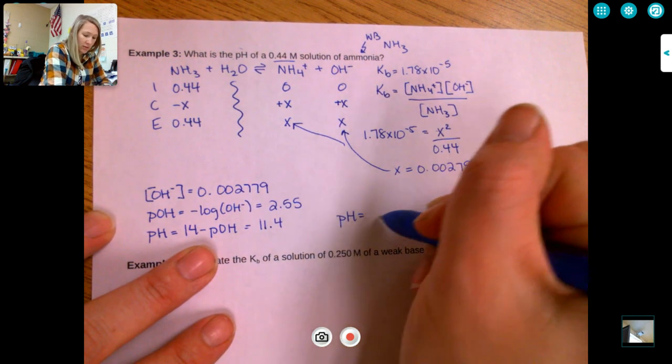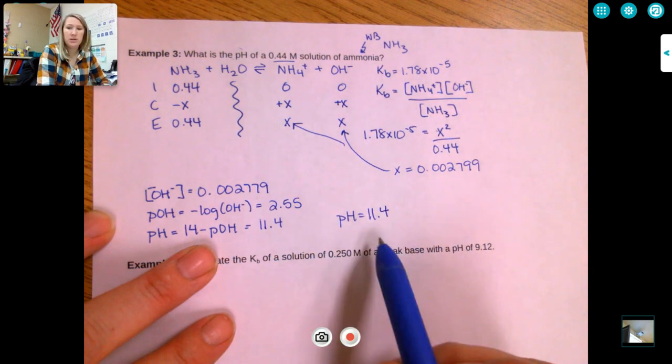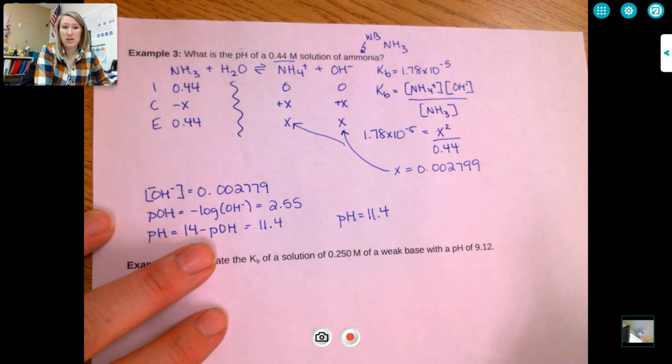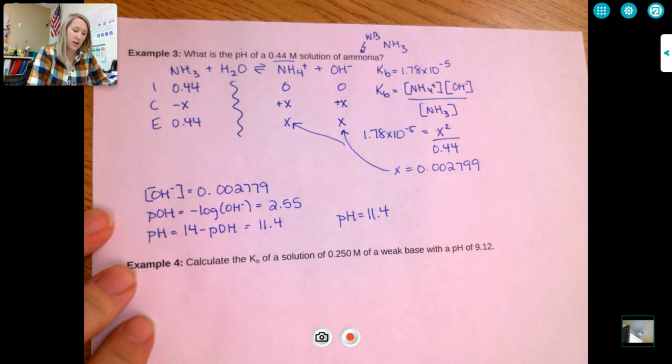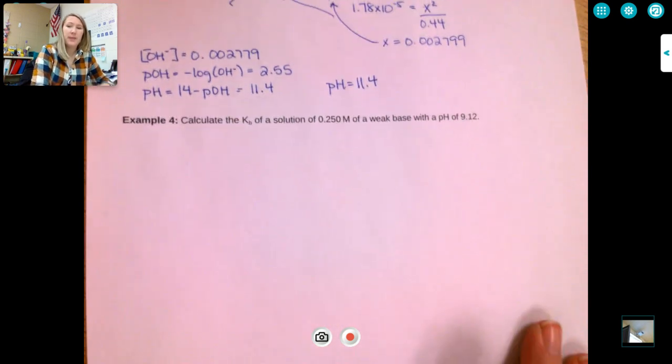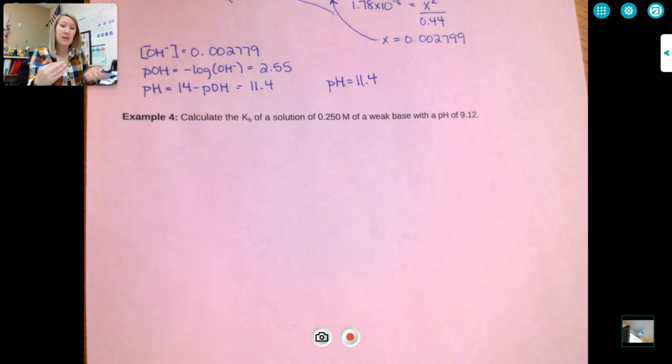So the pH of my solution, 11.4, that is a pH greater than 7. So that makes sense because it's a base. And I want a pH greater than 7 for a base. All right, last one, example 4. So now I'm going the opposite direction.